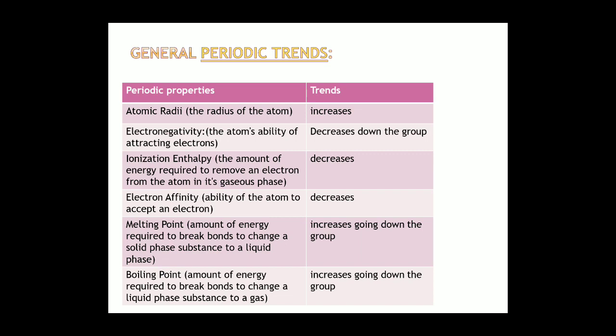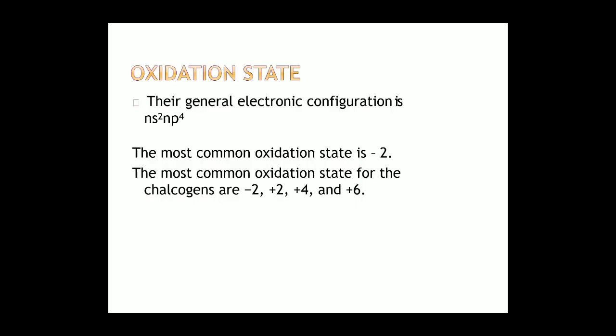Next is the melting point. What is melting point? The amount of energy required to break bonds to change a solid phase substance to a liquid phase. Converting a solid into a liquid, that is called the melting point, a particular point. It increases going down the group. Next is the boiling point. The amount of energy required to break bonds to change a liquid phase substance to a gas. It increases going down the group.